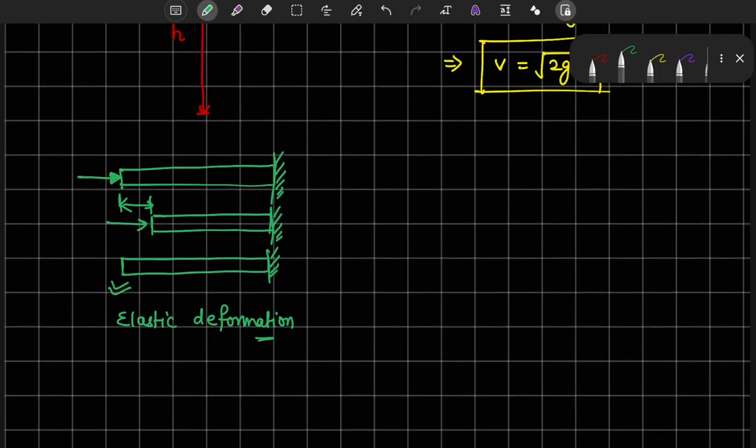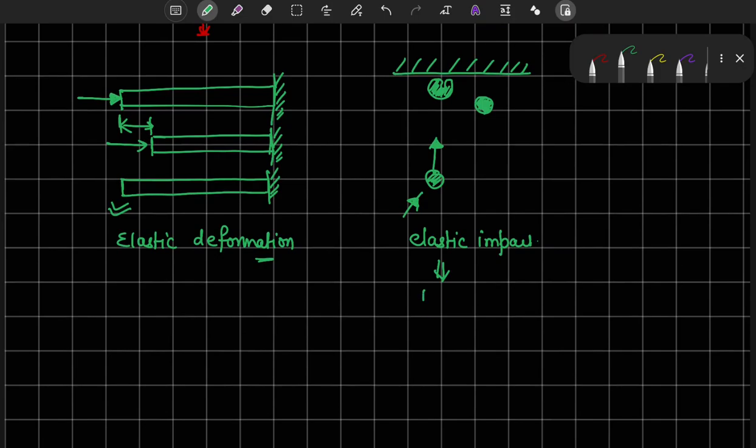Similarly, let us consider a wall, and the ball is impacting on this wall, and let us say it is a deformable ball. In that case, there will be deformation of the ball while impacting, and after the impact it regains its shape and comes to its original shape. In that case we can say that this is an elastic impact, and in this case there will be no loss of energy.